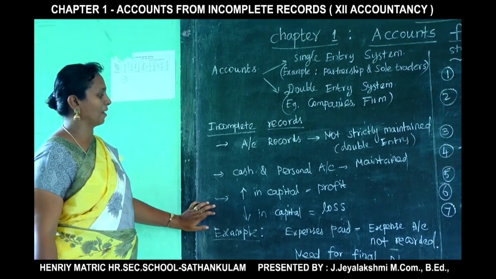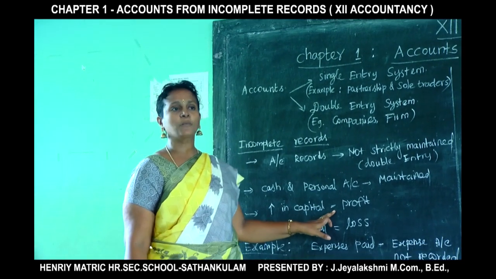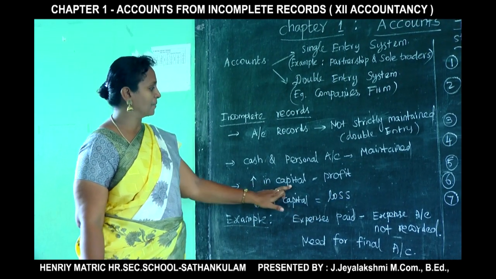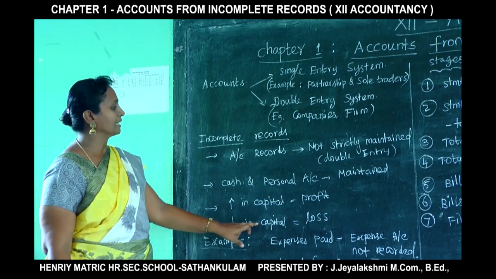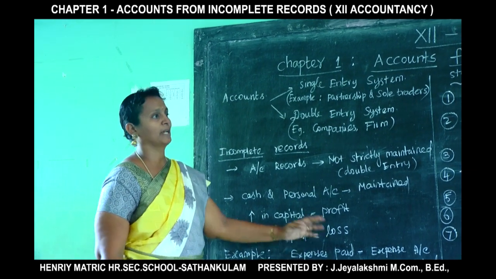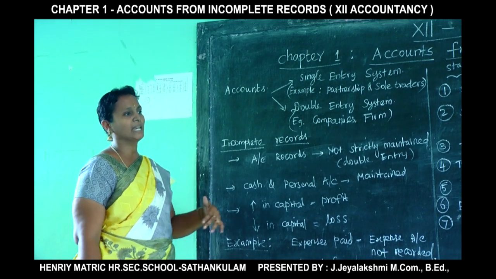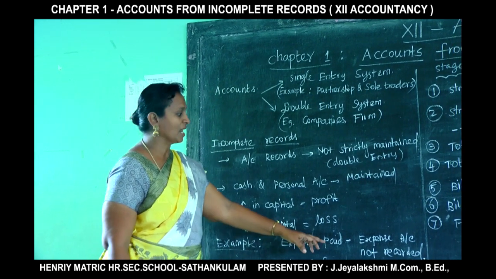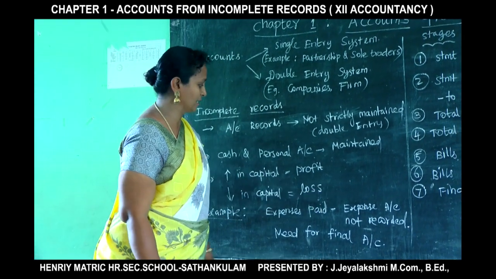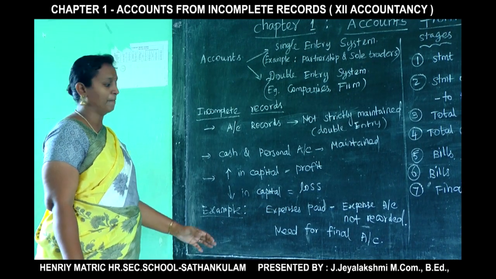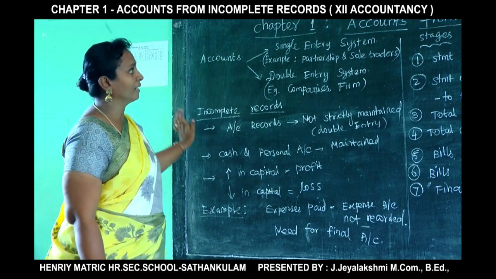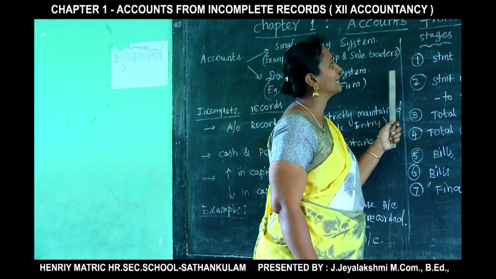Third point, an increase in capital results in profit, and a decrease in capital results in loss. For example, we can consider expenses paid. What does expenses paid mean? We are paying some amount of expenses to others, and it is not recorded in the expenses account. So how will we find it? By comparing the final accounts, we will find it. Next, we can go through the stages, the next 7 stages.